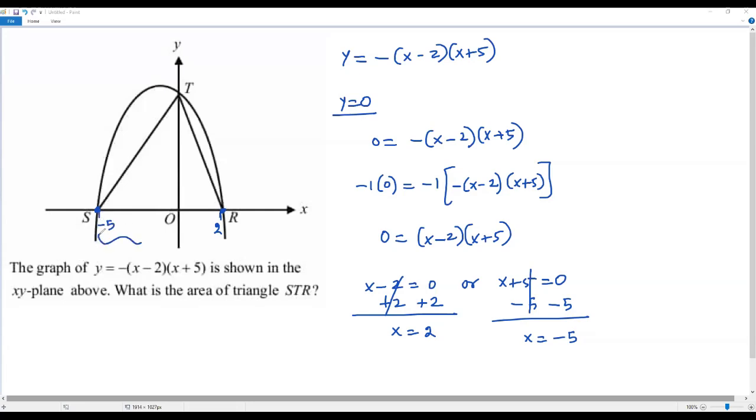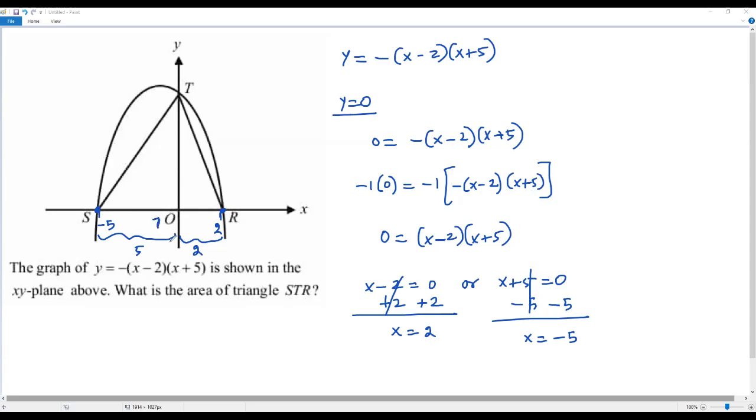Now to get the length of SR, we have to measure the distance from negative 5 to 2. The distance from negative 5 to the origin is clearly 5 units. When I mark the value on the x-axis, it's negative over here, but when I measure the distance, it has to be positive, because distance is always positive. And from the origin to this point R, the value on the x-axis is 2, so we have 2 units of distance. To get the length of this line segment SR, we add 5 and 2, so that is 7. So I got the base of this triangle, that is 7 units.